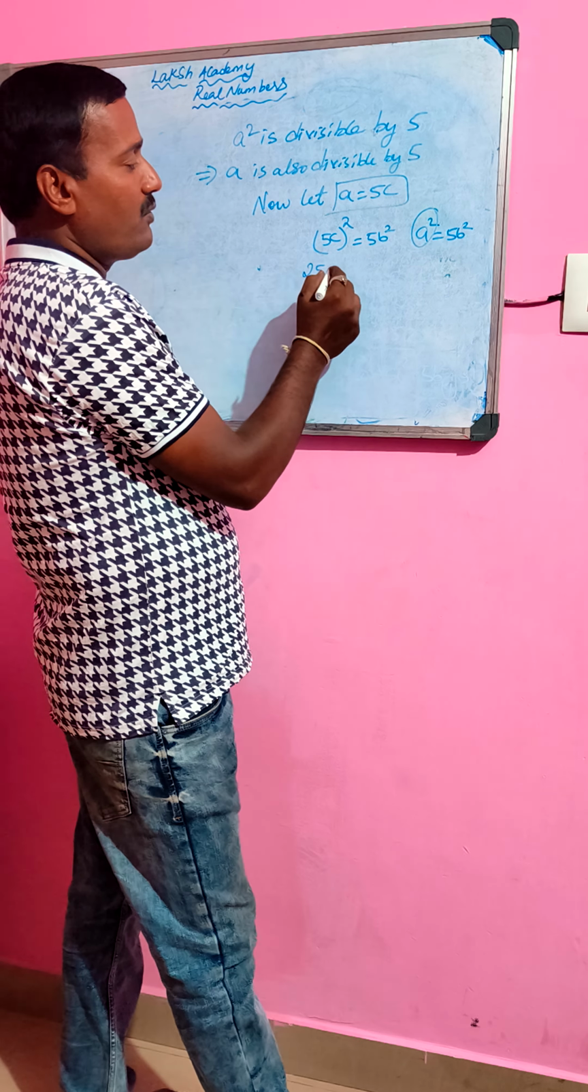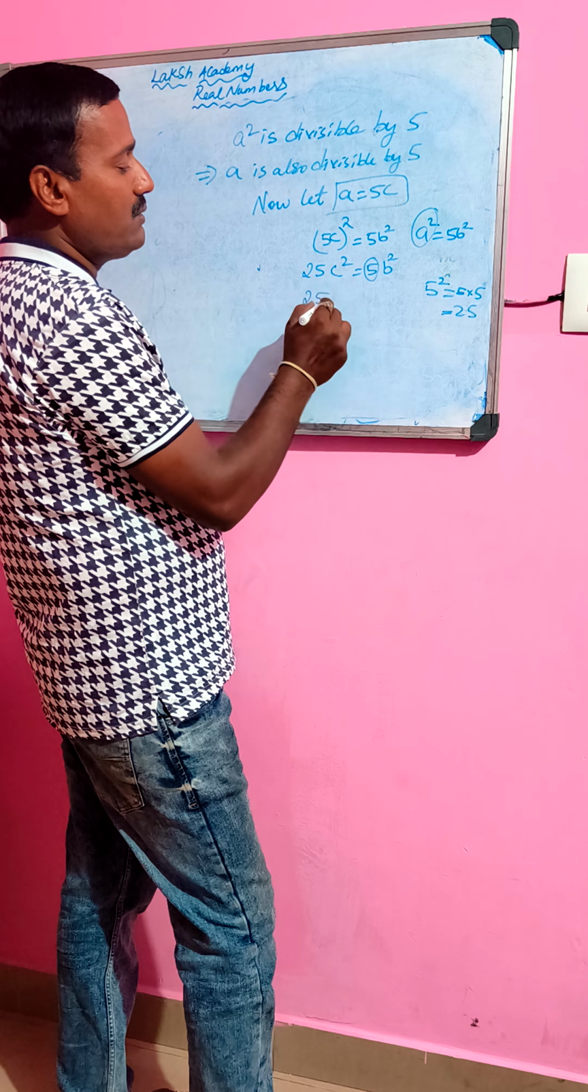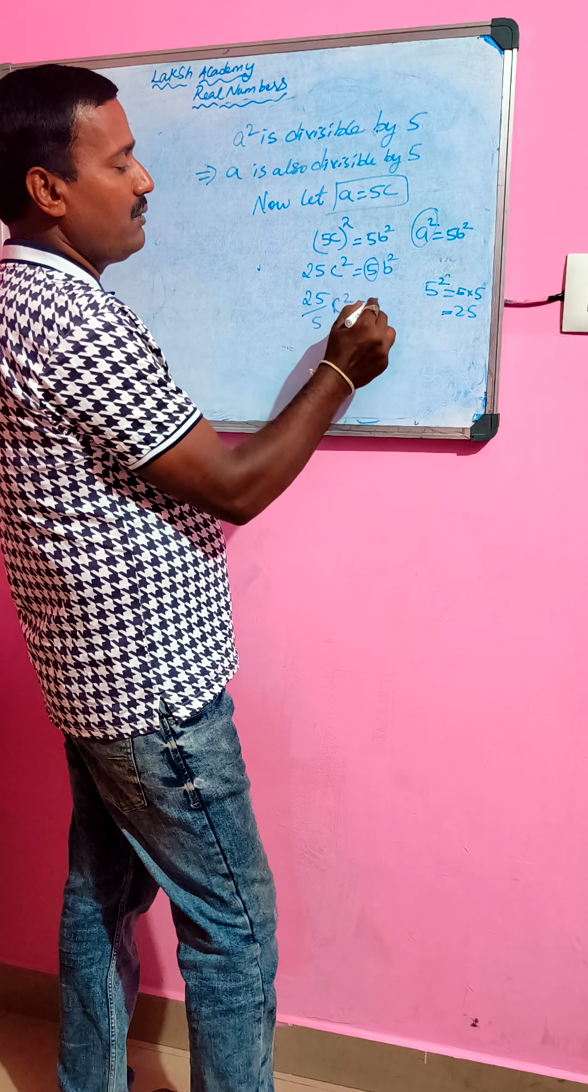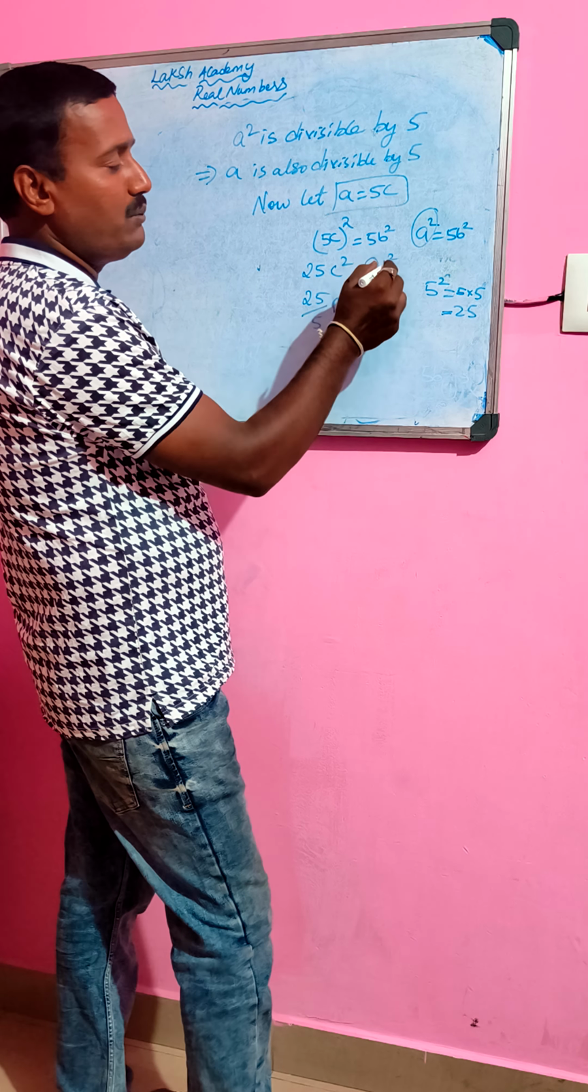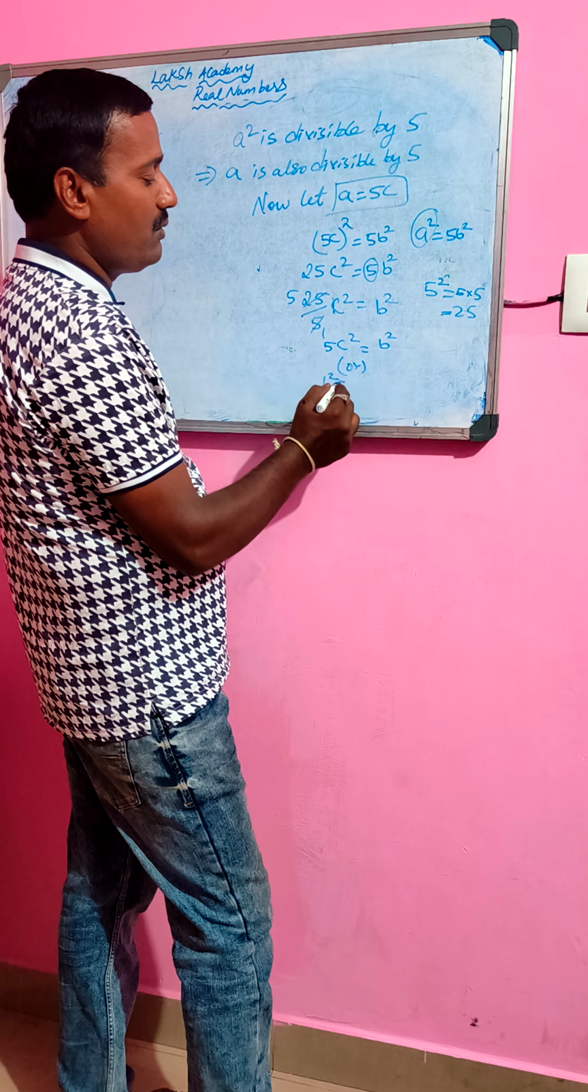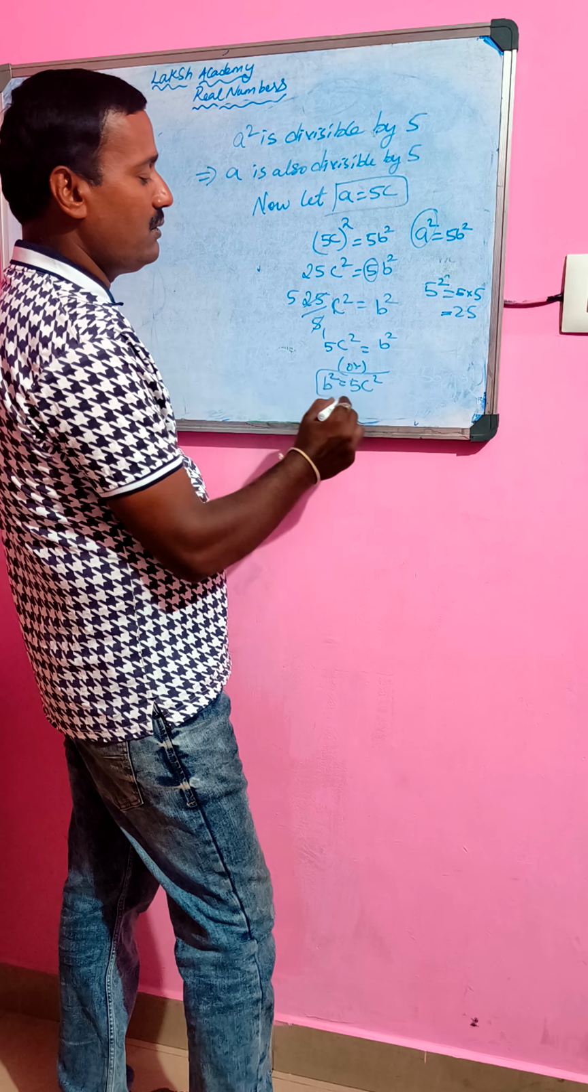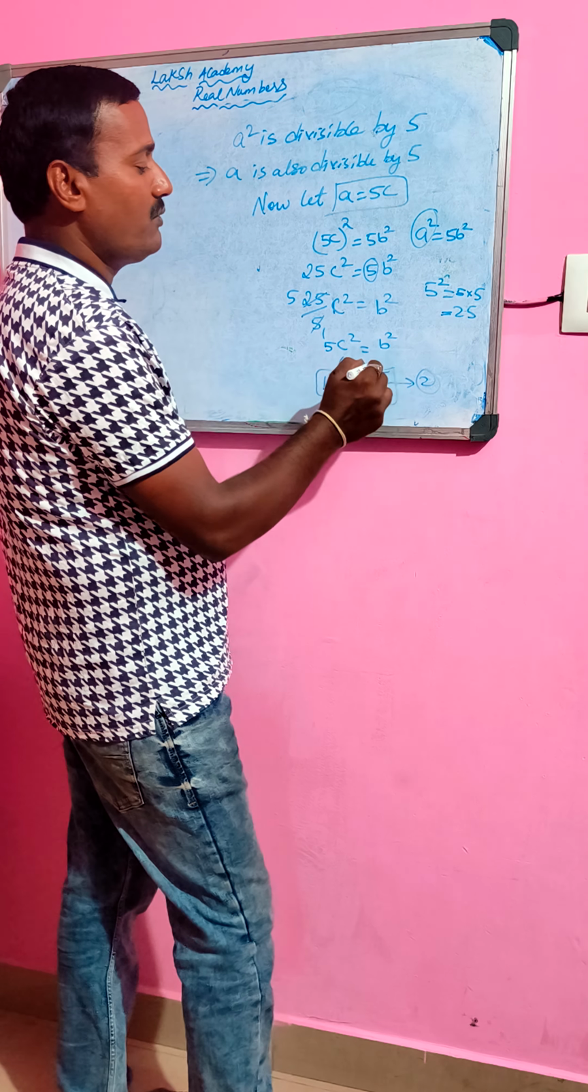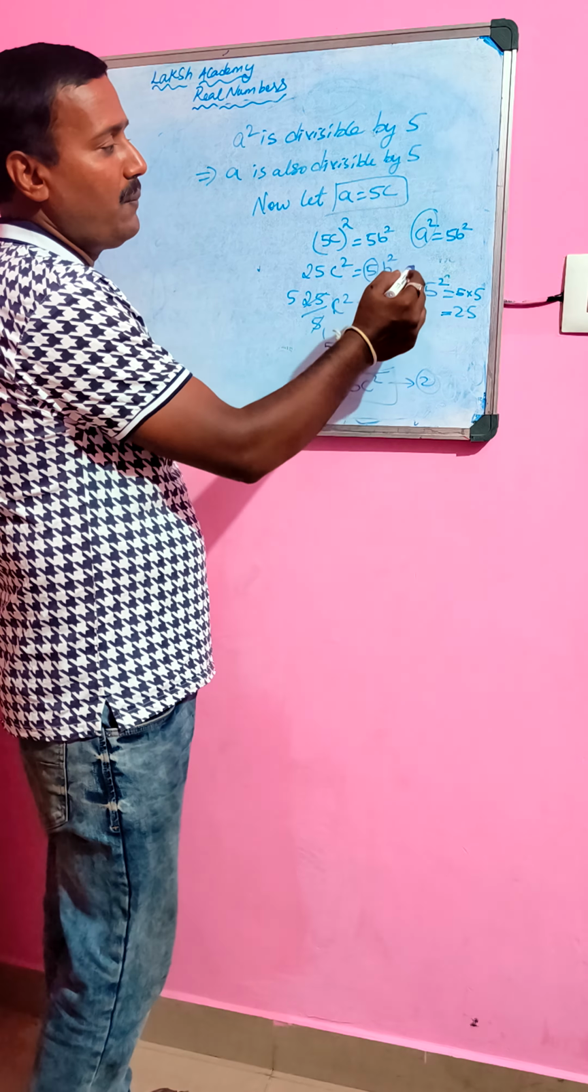Now 5 you bring to the LHS, so it will be divisible. So b square alone remains on the right hand side. Now if we cancel the 5, you write 5c square equal to b square, or b square equal to 5c square. So this is equation 2 you have to remember. First equation 1, a square equal to 5b square, equation 2, b square equal to 5c square.